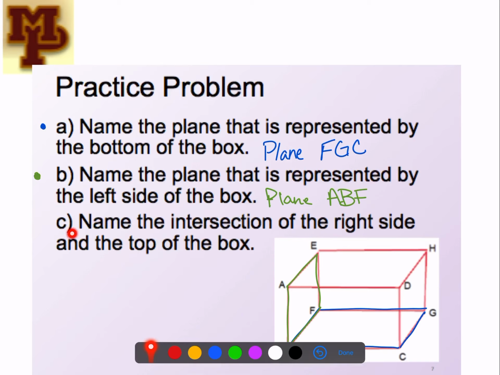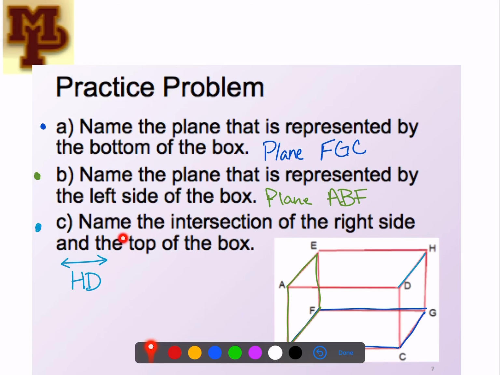And then lastly, name the intersection of the right side and the top of the box. So here's the right side, here's the top. The intersection should be right here where they cross. Well, again, we're dealing with planes, and I want to really drive that home, so therefore this would be line HD or line DH, up to you. Now you may be like, well, that's a segment, isn't it? It ends. But again, we're dealing with planes, so we're going to think of it as a line. If we are working within the real world and you're designing boxes and whatnot, then of course it's going to be a segment and it's going to end. But for right now, let's really drive home the point that planes intersect in a line.